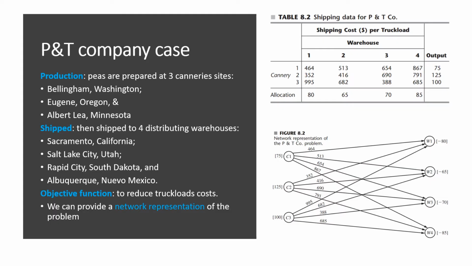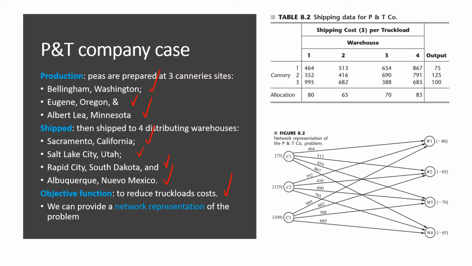Let's start with an example, the P&T company case. The P&T company produces canned peas in 3 different canneries, one in Bellingham, Eugene, and Albert Lea. It needs to distribute them to 4 different warehouses. One is Sacramento, Salt Lake, Rapid City, and Albuquerque. Here, our objective function is to reduce the truckload cost.